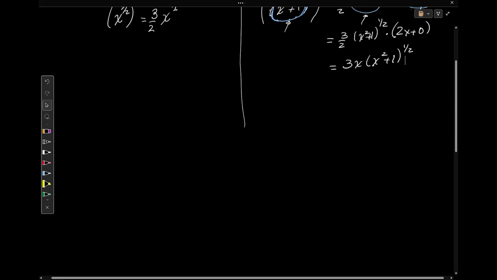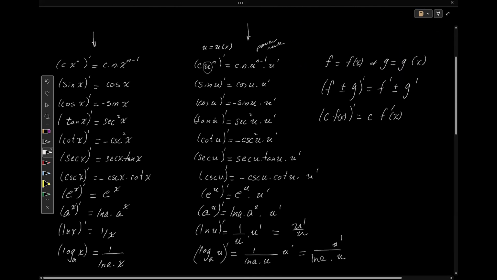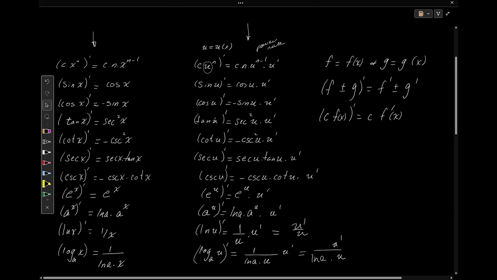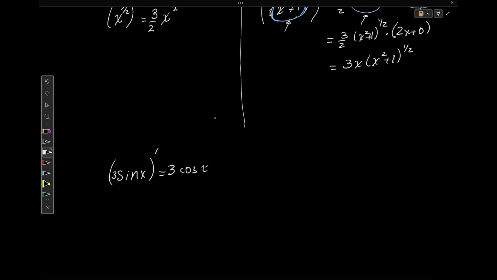Now, let's go to a trig function. So 3 sine x. The derivative of 3 sine x: the 3 comes along for the ride, and here's the sine x. It's just sine with x as its argument. It's going to be the cosine of x. That is all.